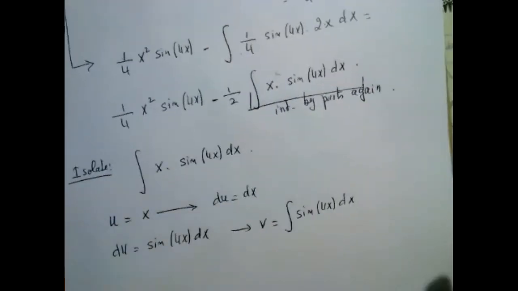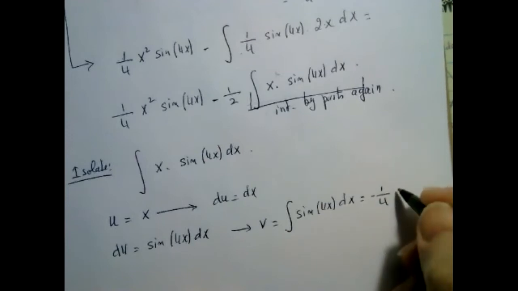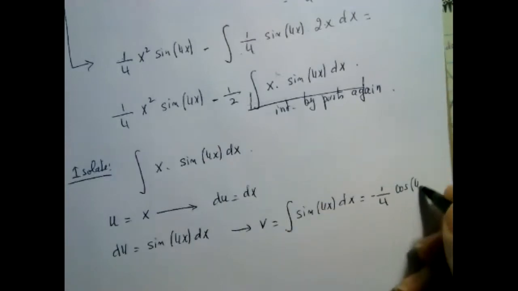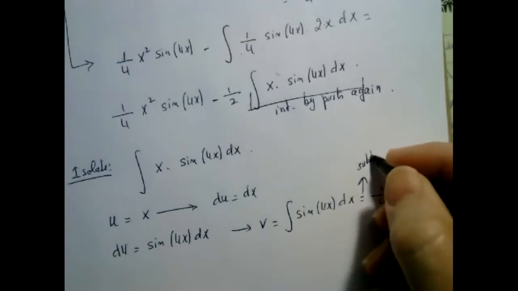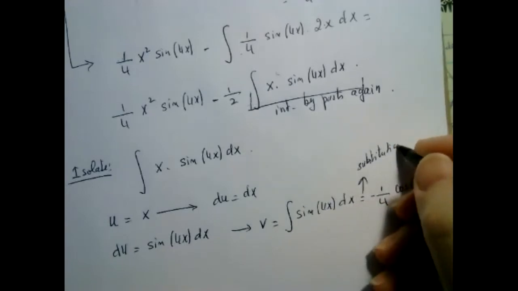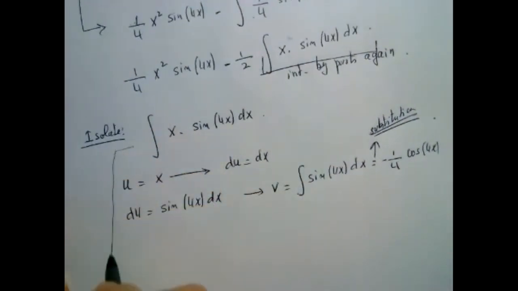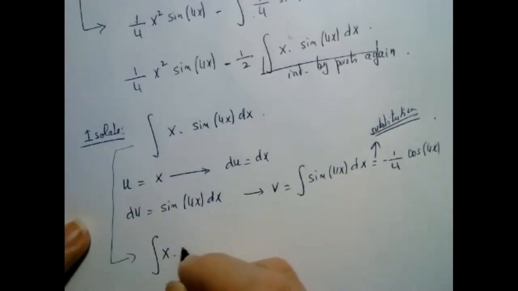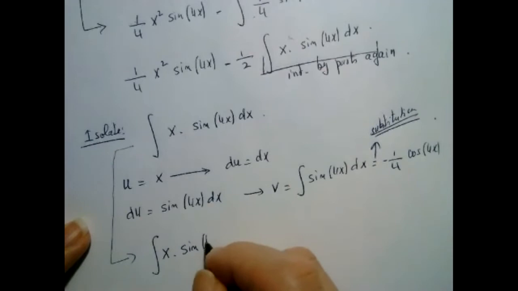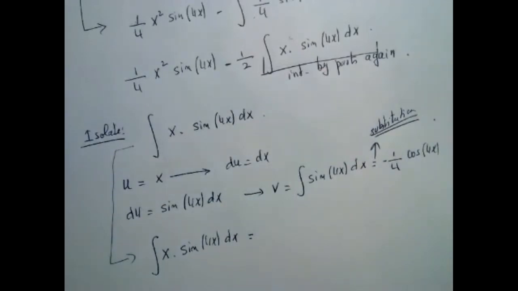Again, we have to do substitution. And if you do the substitution, we're going to get minus 1 over 4 cosine 4x. So that's substitution in order. So finally, I get this integral. I'm getting this piece that is missing, the integral of x sine 4x dx. And those integrals, believe me, they come up. So we're not doing them just because, but they will come up.